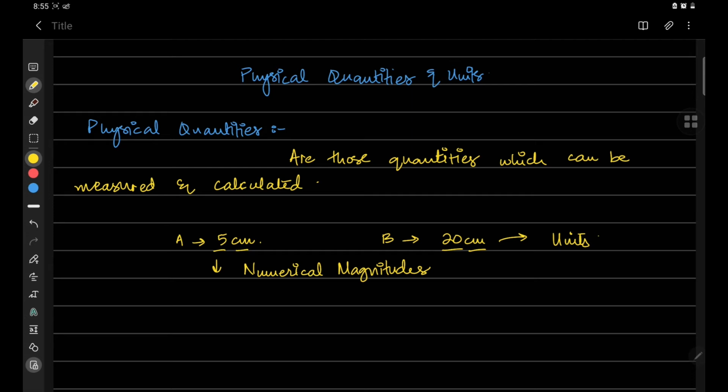Okay, so clearly by looking at these values, you can state that object B is much greater than object A, right? Why? You just look at the numerical magnitude here, and you can obviously tell that 5 is smaller than 20. That means that object B has to be greater than object A. Okay, so all physical quantities consist of one, numerical values, and two, your units.